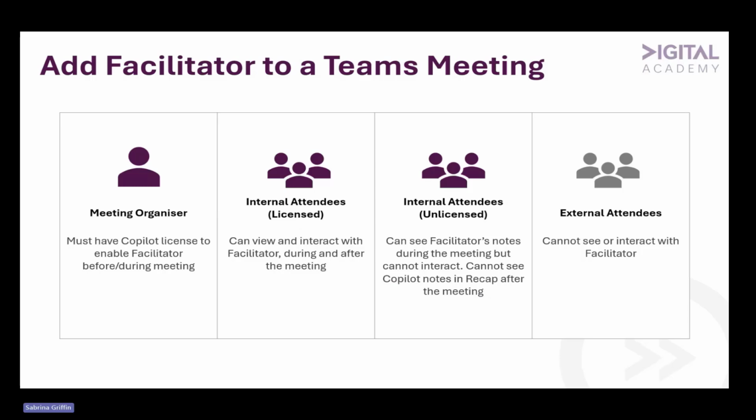It's really important when we use facilitator to understand who can see facilitator and who can interact with it. Because obviously you might have a large meeting, with some internal people, an organizer, and external people. Can the external people see the facilitator? So essentially the meeting organizer must have a Copilot license. You won't see the facilitator option to turn it on if you don't have a Copilot license, to enable that before or during the meeting.